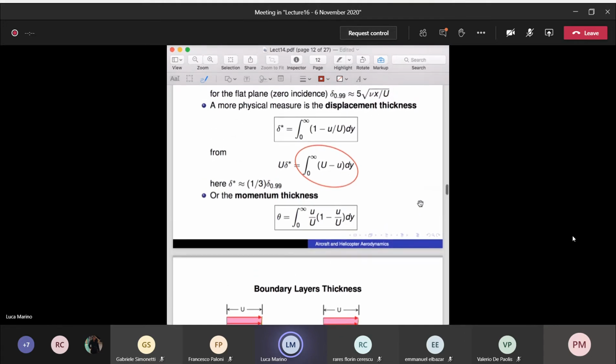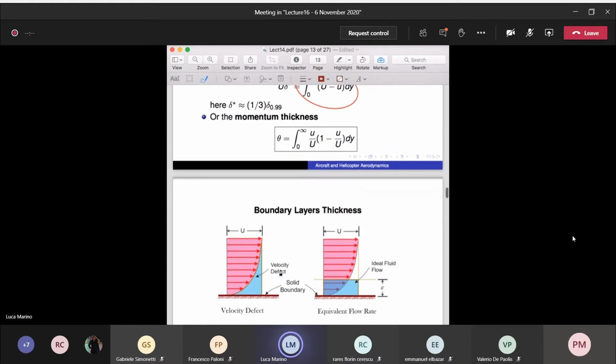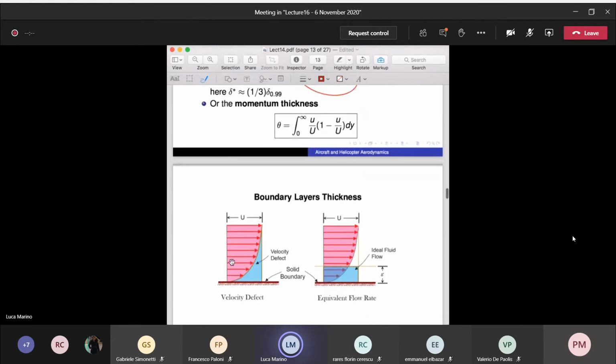Do you understand the physical effect that the presence of the boundary layer has? As you see, we have a region where the velocity is lower than the external one. So the mass flow rate in this region from 0 to this value is lower with respect to the case where the velocity is always u. This is clear for everybody? Is it clear also for you? Okay.